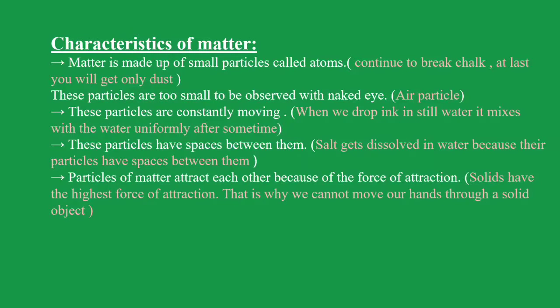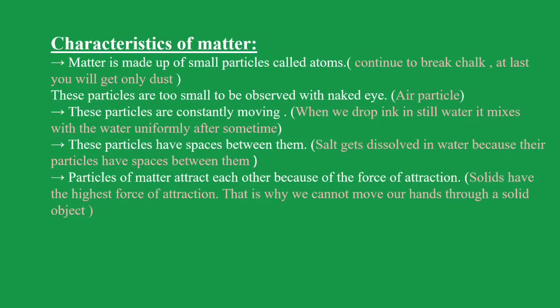Next, these particles are constantly moving. So how can we see that the particles are constantly moving? You will ask, sir, you told us that they are too small to observe with our naked eyes, then how can we say that they are constantly moving? Yes, how can we say? When we mix a drop of ink in still water, what do we see? The ink mixes uniformly throughout the water. How does it happen? Because the particles of ink are moving and the water particles are moving. That's why they get mixed up.